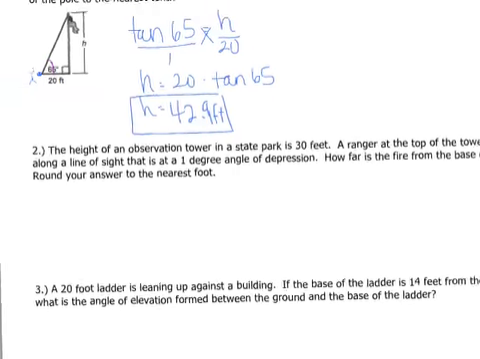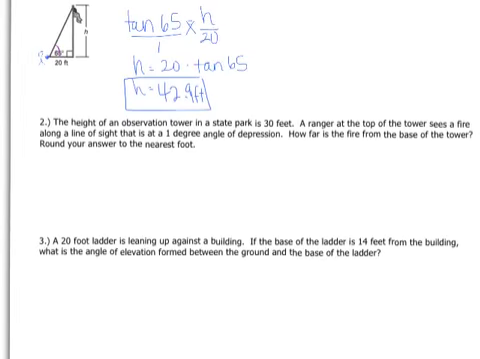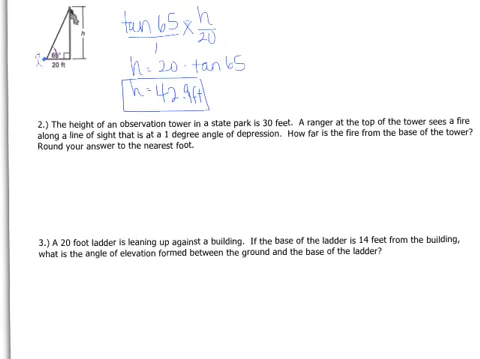Let's look at the next one then. The height of an observation tower in a state park is 30 feet. So this is going to have us drawing the picture. The height of your tower is 30 feet. A ranger at the top of the tower sees a fire along a line of sight that is at a 1 degree angle of depression.